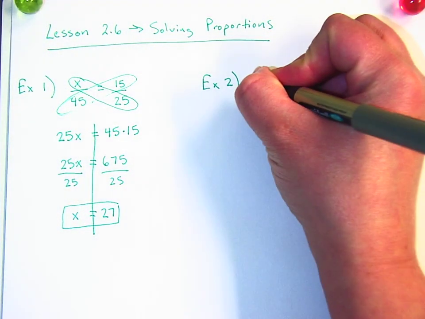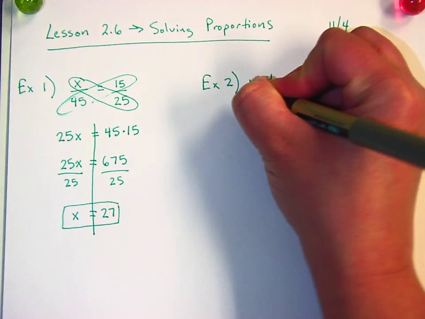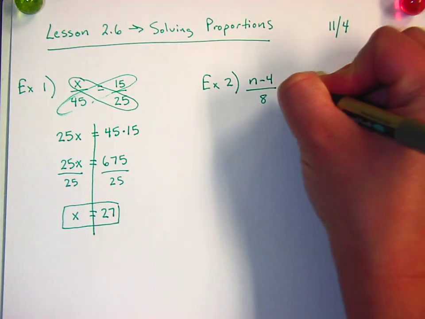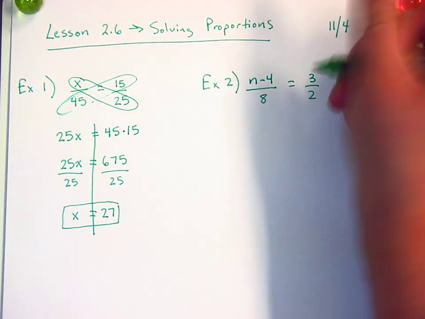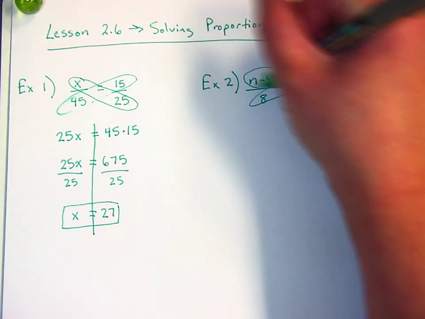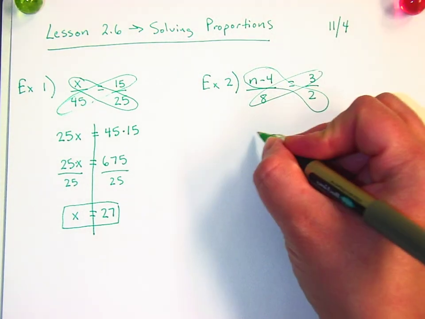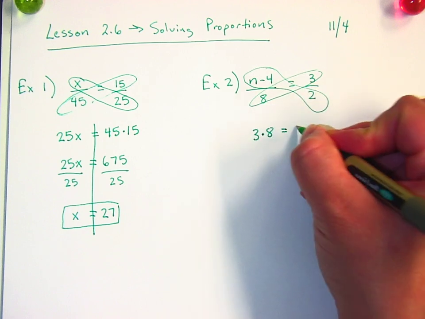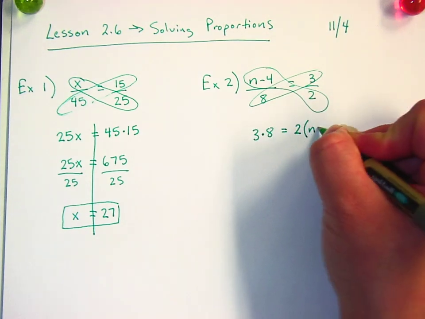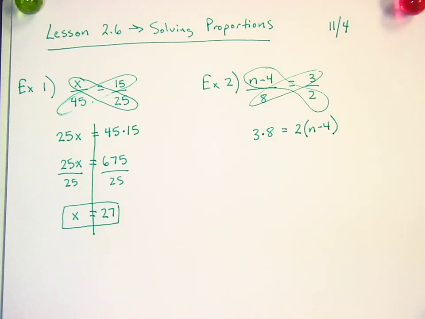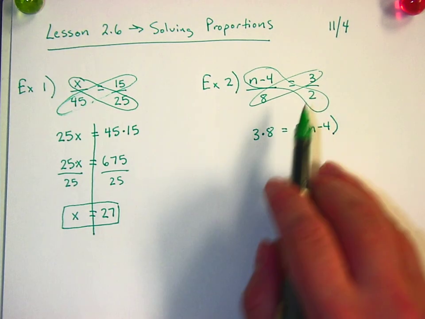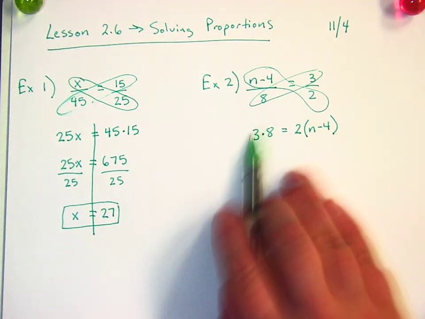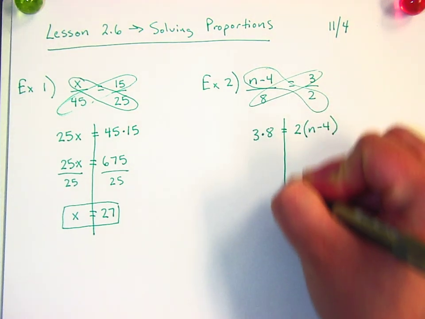This one is going to be n minus 4 over 8 equals 3 over 2. Remember, we're going to cross multiply. And I know it feels a little bit weird with this n minus 4 here, but what that means, so I've got 3 times 8 equals, I'm going to say 2 parentheses n minus 4. So yeah, if I was teaching this, I would definitely at least set up this part of the problem and then let them go for it for a prize.